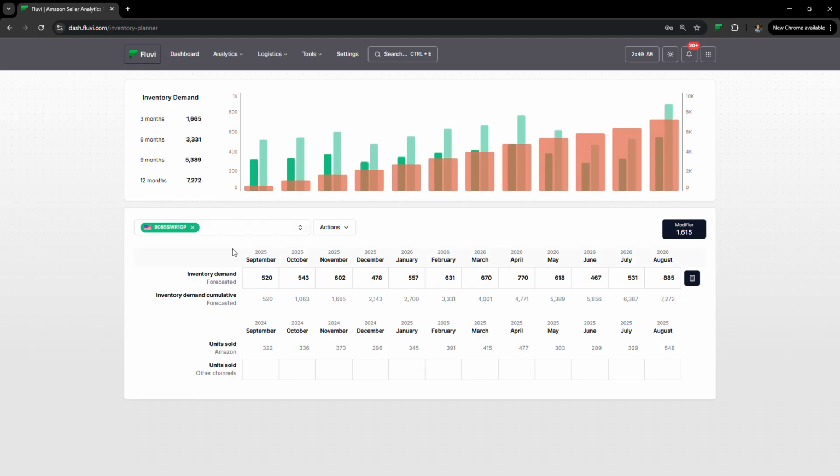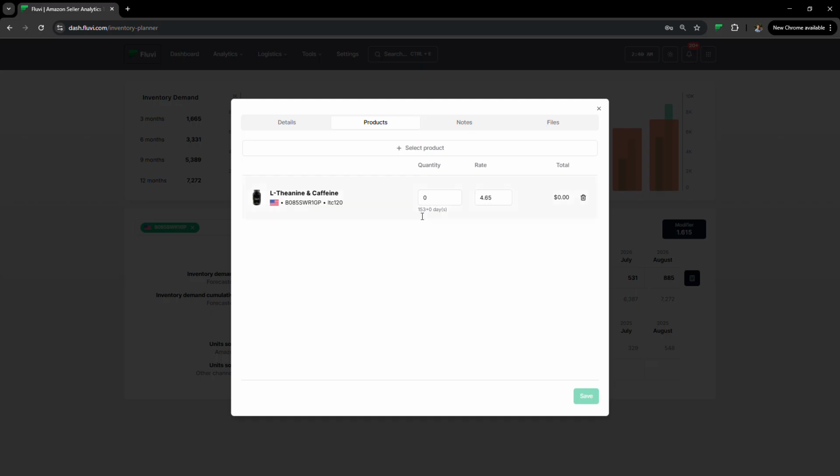If we just work with one product, let's make this example easy, we get the number down here. So the estimated inventory demand, the cumulative inventory demand, I should say, ahead in time. So until the end of December, we're expected to sell 2,143 units. Now, if we're planning a purchase, we can simply copy paste this number, go to actions, click create new batch, and add that number here in our purchase order.